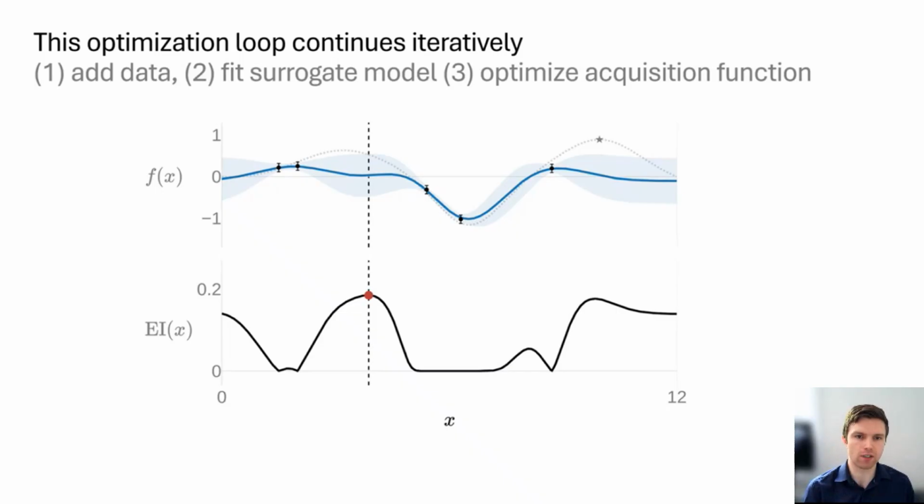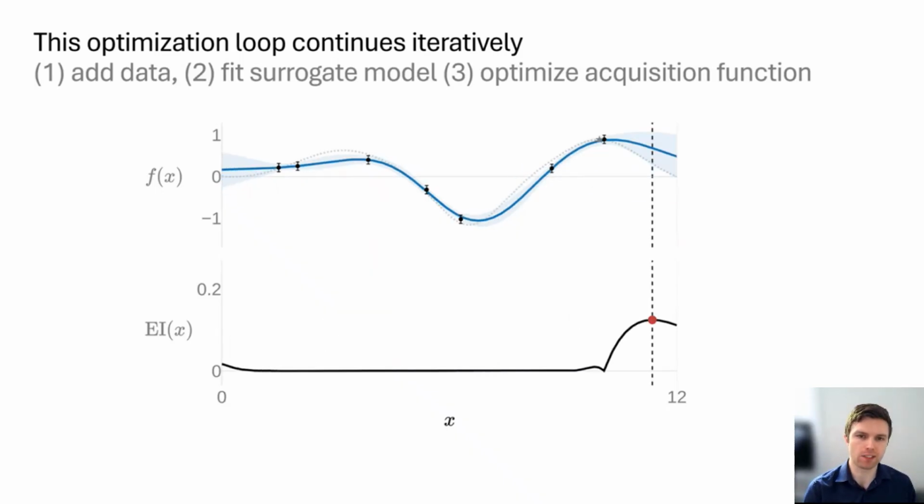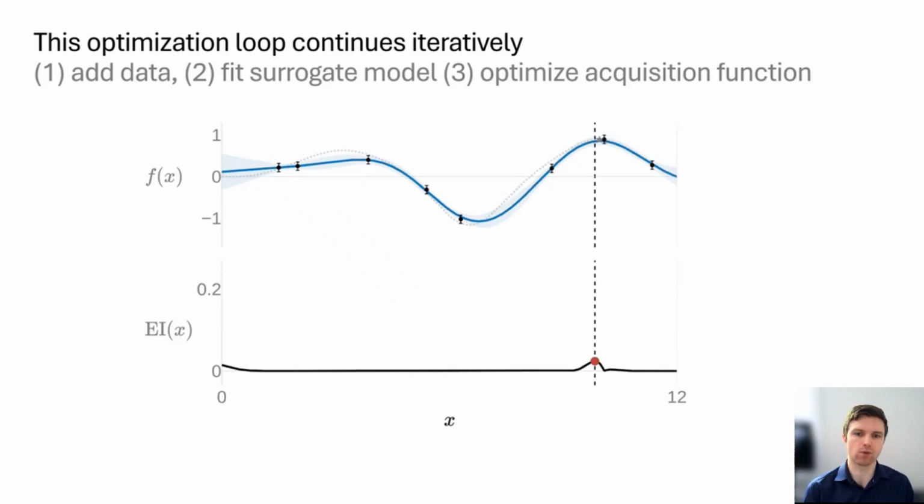And this gets carried out in a loop where we add data, refit our surrogate model, optimize the acquisition function, and we progressively reach our maximum.